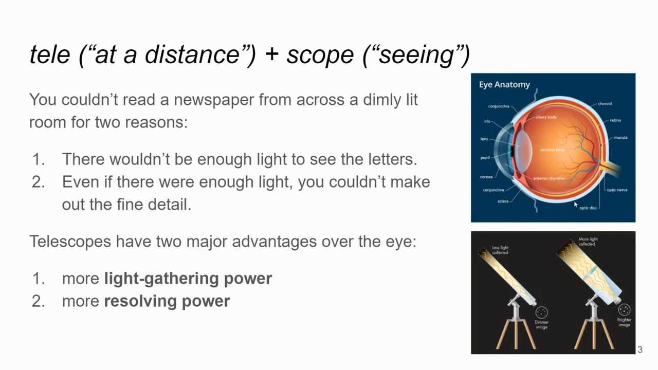If you were to try to read a newspaper from all the way across a dimly lit room, you would not be successful for two reasons. One is there's not enough light to see the letters. And two, even if there were enough light, even if you turn the lights on, you can't make out that small a resolution from that far away. You don't have enough resolving power. These are the two things that telescopes do for us. They give us more light gathering power, and they give us more resolving power.